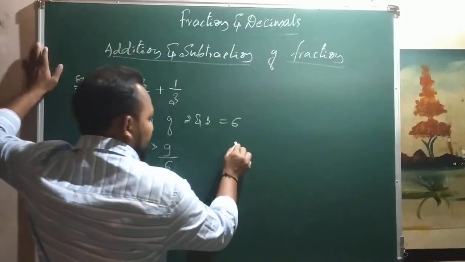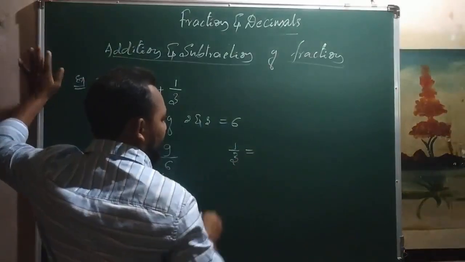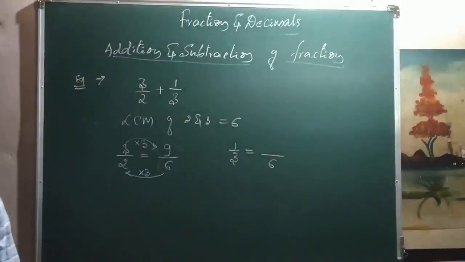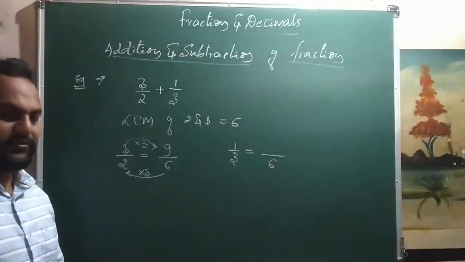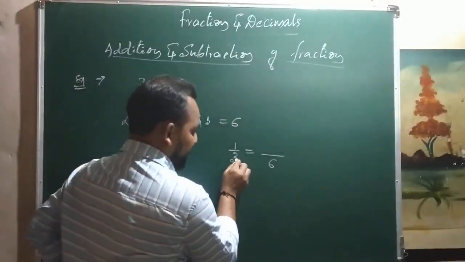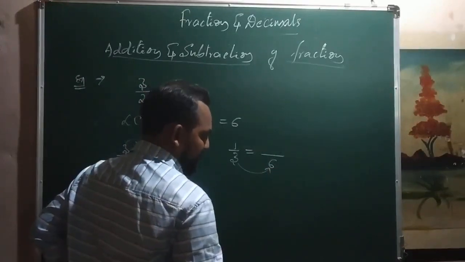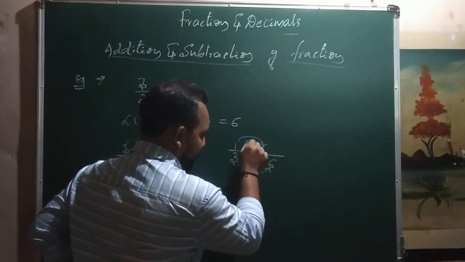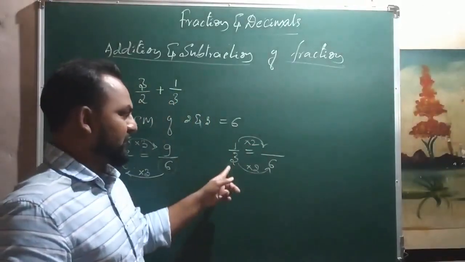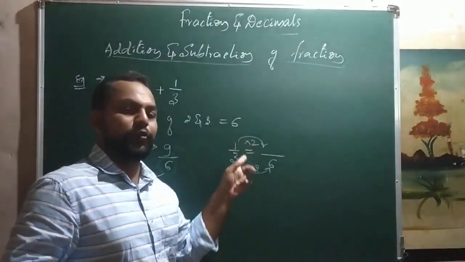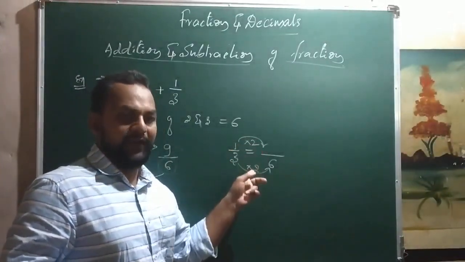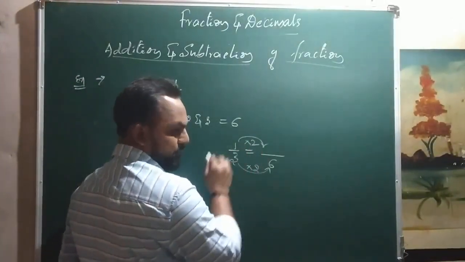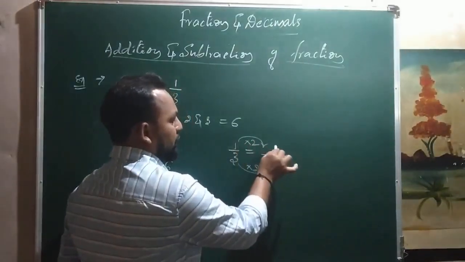Then here 1 by 3. Then the equivalent fraction of 1 by 3, and the denominator is 6. Now how to get a 6 from 3? 3 2s are 6. Here the equivalent fraction is multiplied by 2. Multiply the numerator and denominator of the fraction by the same number. Here multiply the 3 by 2 to get 6. Then 1 into 2 is 2.